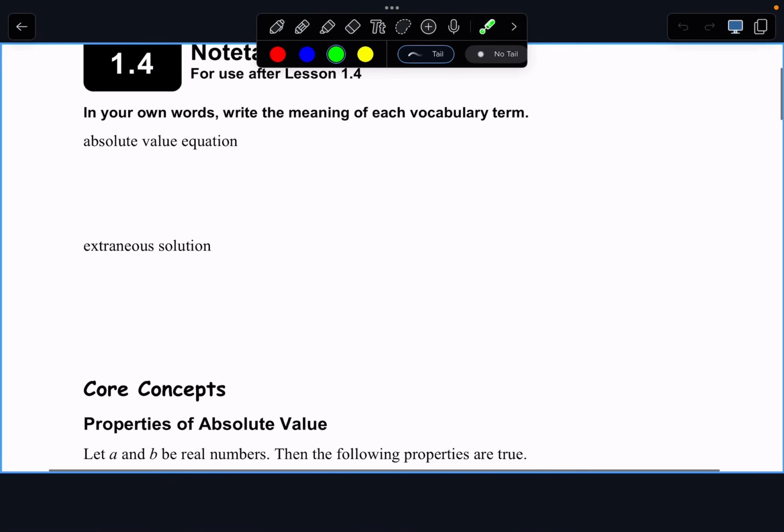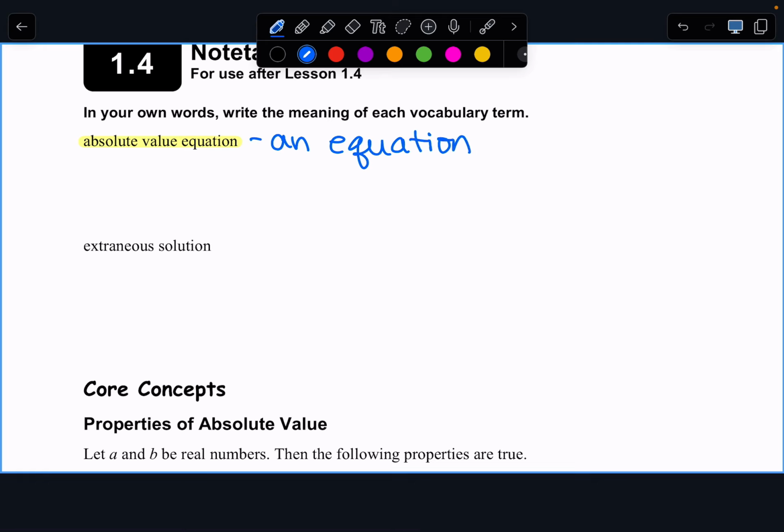In this section, we are going to be talking about absolute value equations. Okay? An absolute value equation is an equation involving, you won't believe it, an absolute value. What page is this? 19.